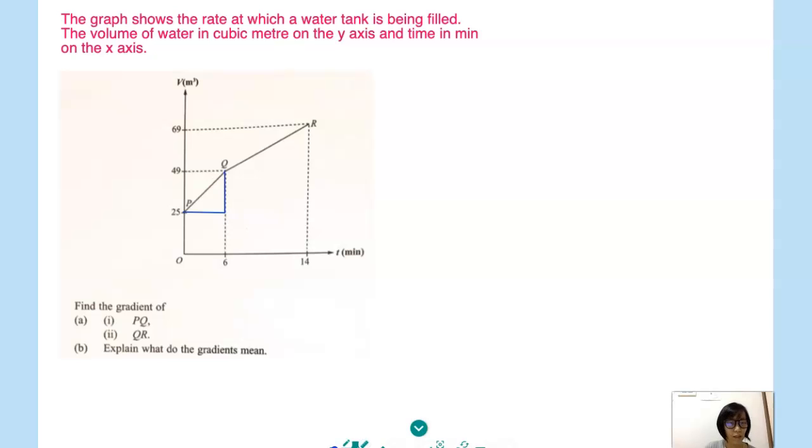And we want to write down the coordinates because it will help. So the coordinate of Q is (6, 49). The coordinate of P would be (0, 25). Given that this part would be the rise and here would be the run, we're going to start calculating the gradient of PQ.